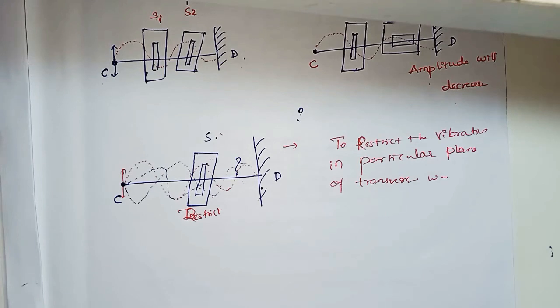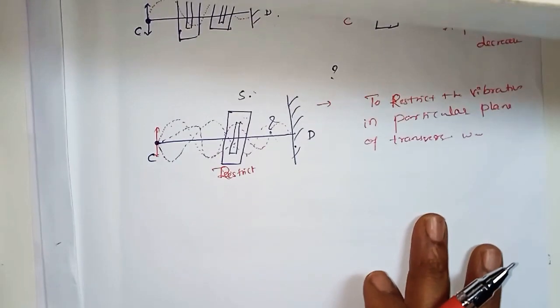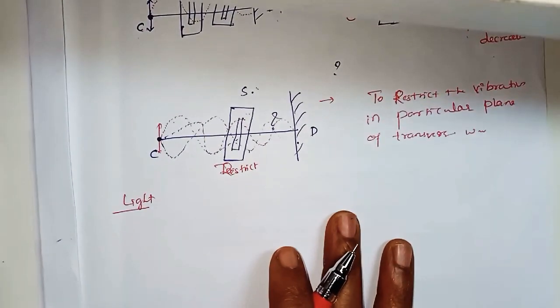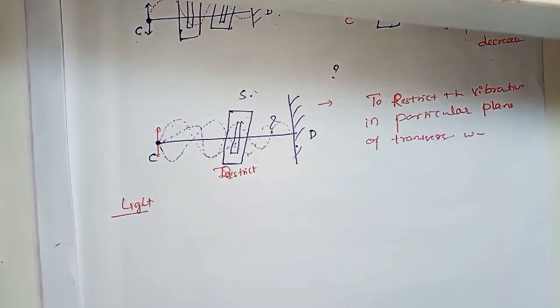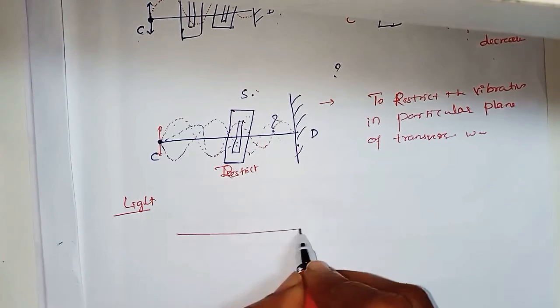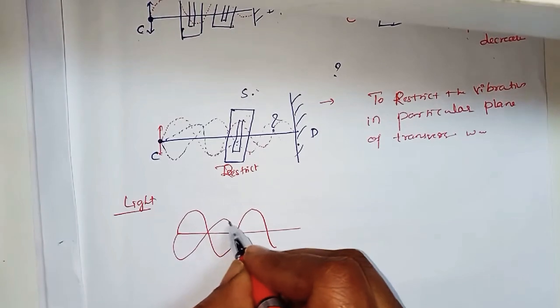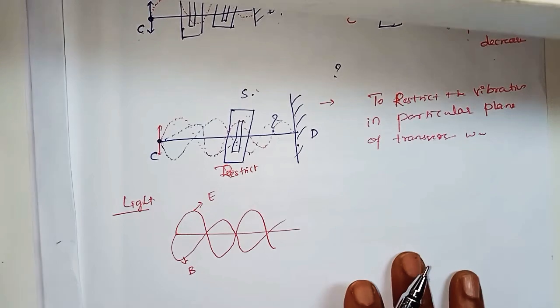Then before going further, let's have some other basics about light. I am going to tell you some more definitions here. Light is an electromagnetic wave, that we know. Electromagnetic wave means this is the electric wave and this is the magnetic wave.